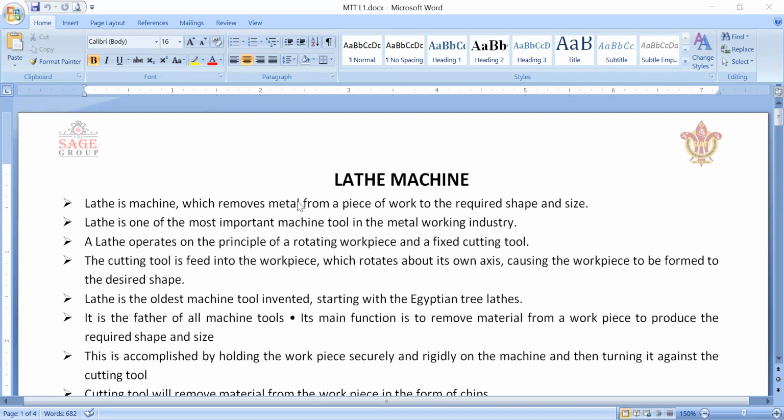We are talking about the lathe machine. So, what is the lathe machine? Lathe is a machine which removes metal from the workpiece to the required shape and size. This is a very common machine that we have been using for a very long time. It removes metal from the workpiece by use of a tool and revolution of the workpiece. Lathe is one of the most important machine tools in the metalworking industry. A lathe operates on the principle of a rotating workpiece and a fixed cutting tool.